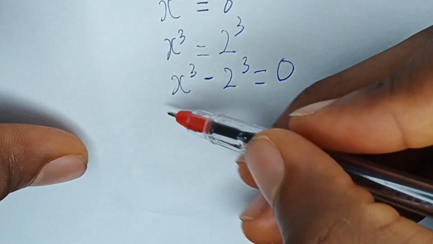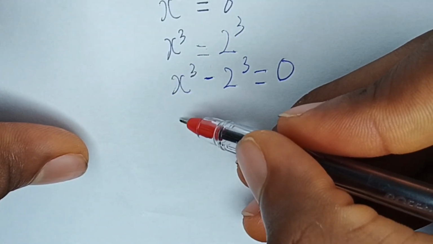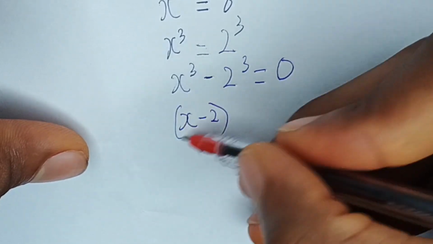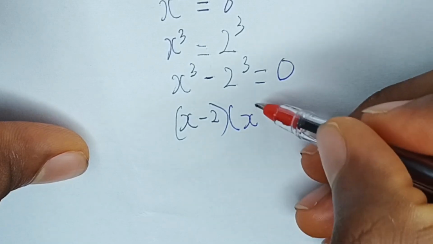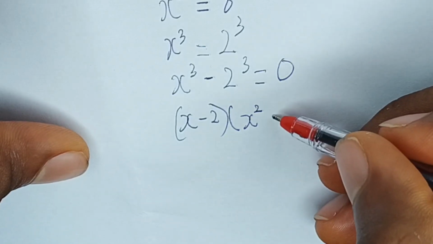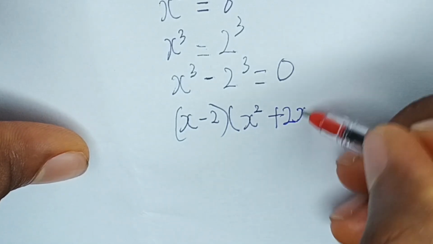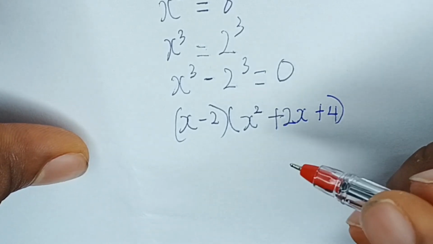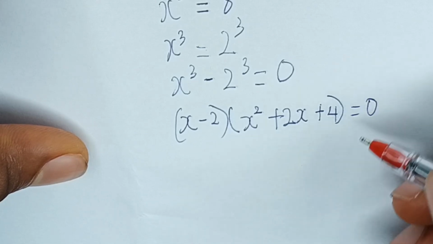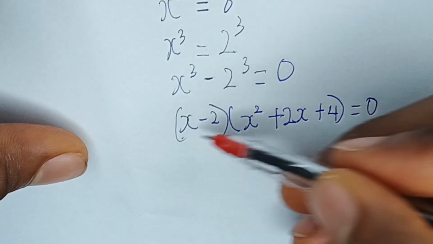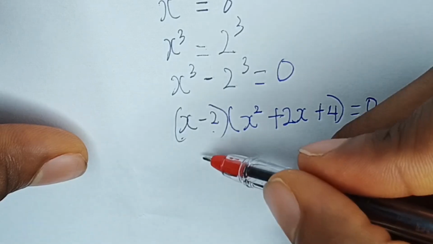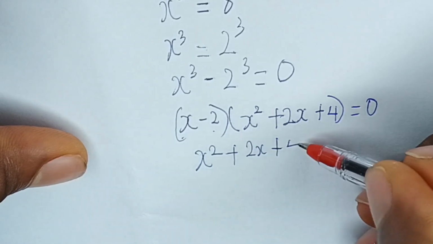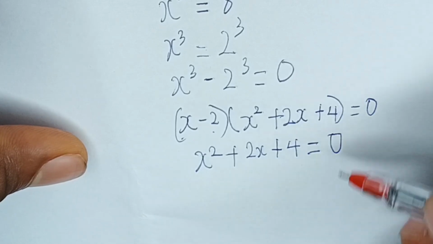And what does the law state? It states that difference of 2 cubes will give us x minus 2 multiplied by x squared plus 2x plus 2 squared, which is 4. So this is equal to 0. So from here you have the first answer to be x minus 2 equal to 0, or we have that x squared plus 2x plus 4 is equal to 0.